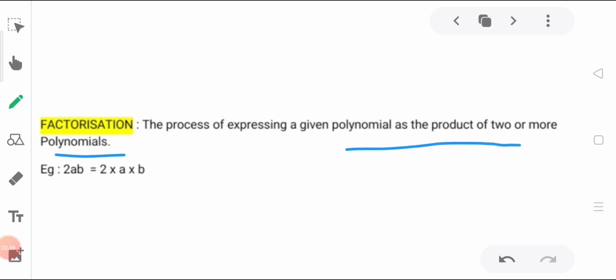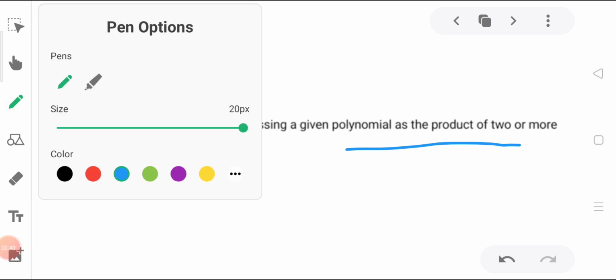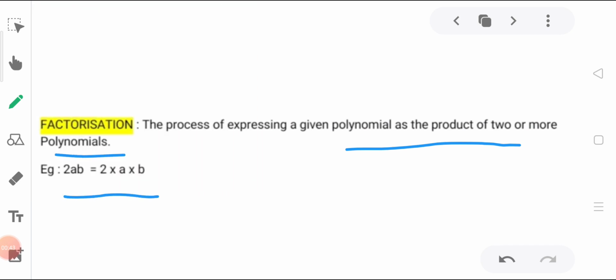Suppose a polynomial is given that is a monomial, 2ab. So we can also factorize it and we can write it as 2 into a into b. This is the factor form of any polynomial, right?